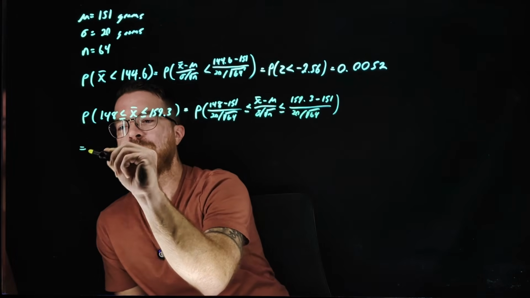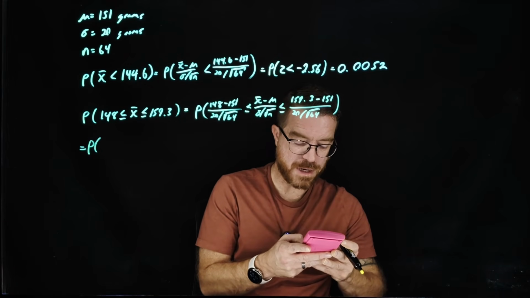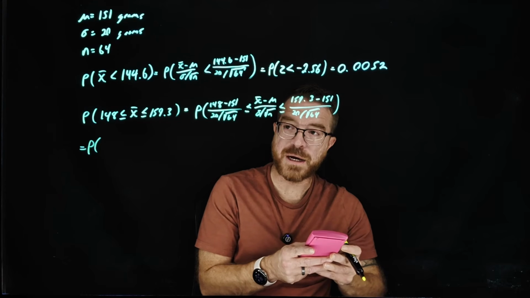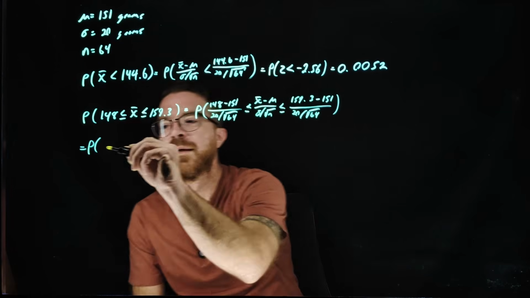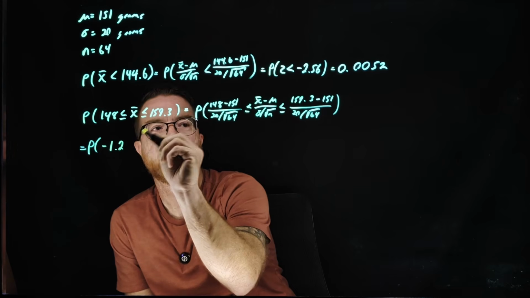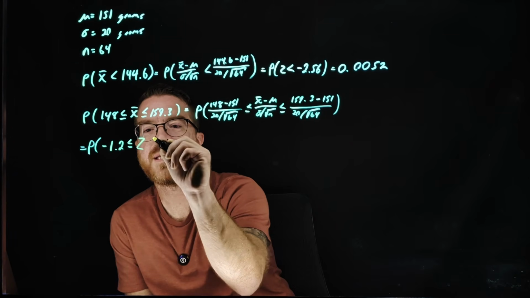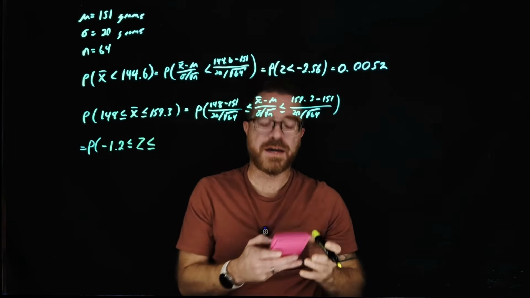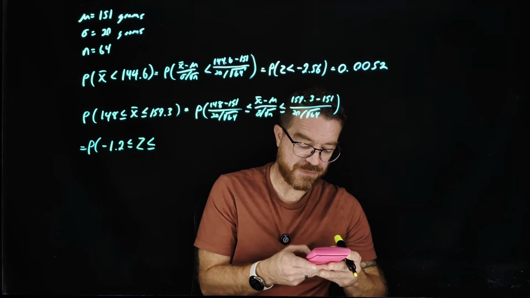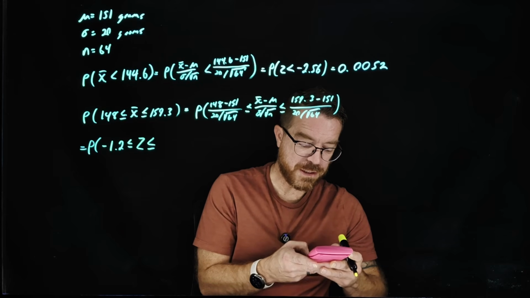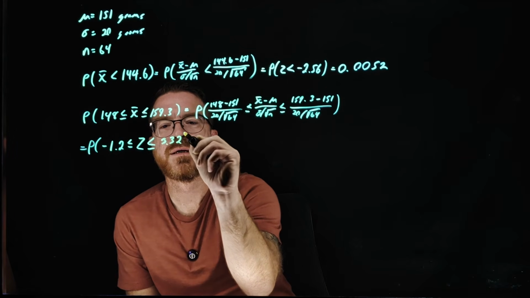Let's figure out what these values are. So going into my calculator, I have open parentheses 148 minus 151 in parentheses divided by open parentheses 20 divided by 8, and I get negative 1.2. Inequality stays the same. X bar minus mu over sigma divided by the square root of n is going to be equal to z. Inequality stays the same, and now I'm going to plug these values in. So I have open parentheses 159.3 minus 151 divided by open parentheses 20 divided by 8 close parentheses, 3.32.